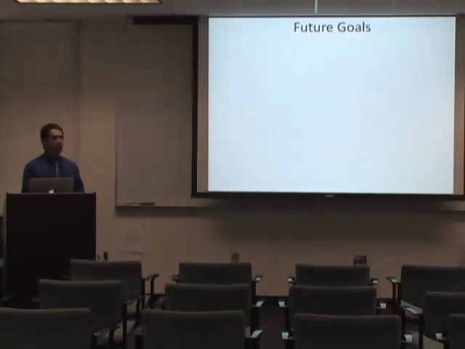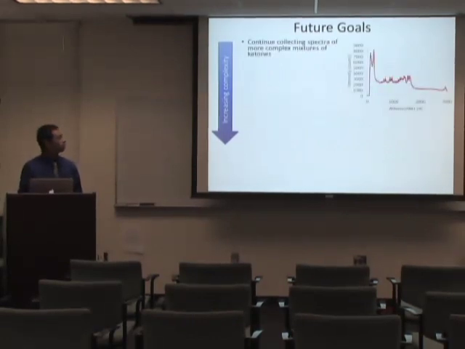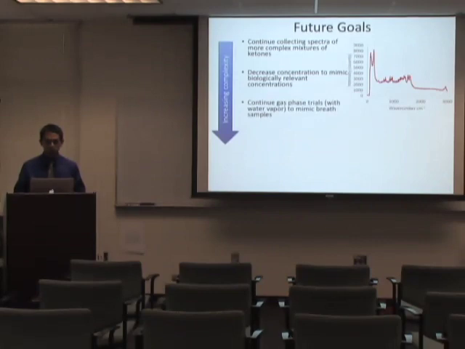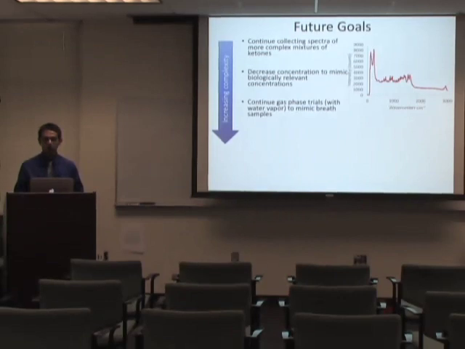So as I continue working with this, I want to increase the complexity to better understand the different structures of the ketones found in breath samples. So I'm going to continue working with complex mixtures, getting better data, getting a better library. And then eventually I want to decrease the concentration of each millimolar solution to better mimic biologically relevant concentrations, for example, blood or breath samples. I'm also going to continue with the gas phase trials, and then in the future I will use water vapor that will better mimic our breath samples.